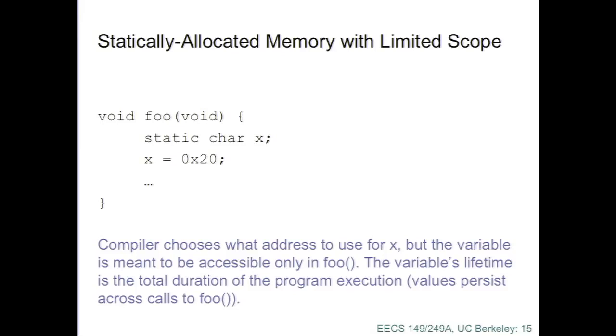No, X will be allocated only once. And if you call foo twice, the second time you call it, X will still have the same value it had the first time you called it. So X is persistent across calls to foo in this case. Well, static is a keyword in C, and so the compiler recognizes that this is something it needs to allocate a fixed memory location for once.